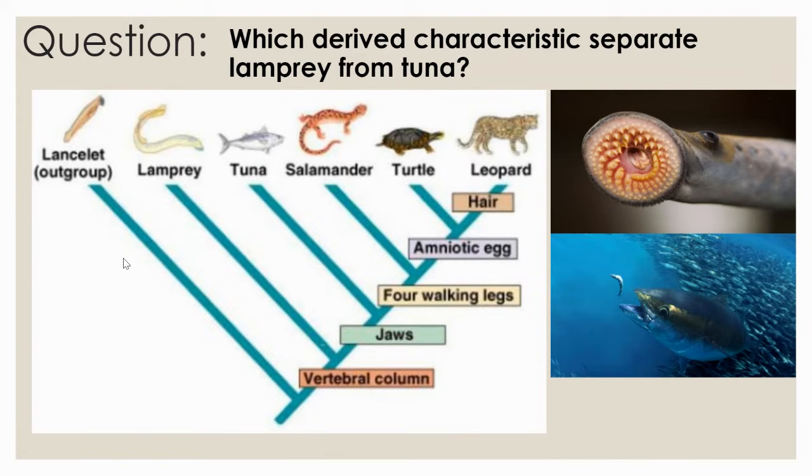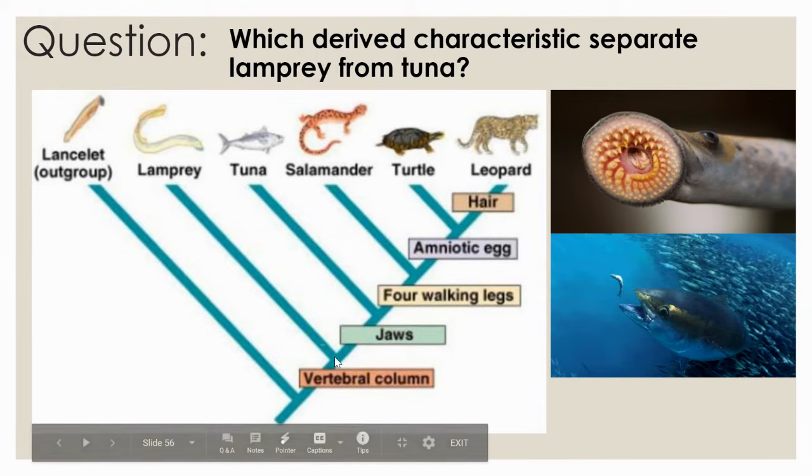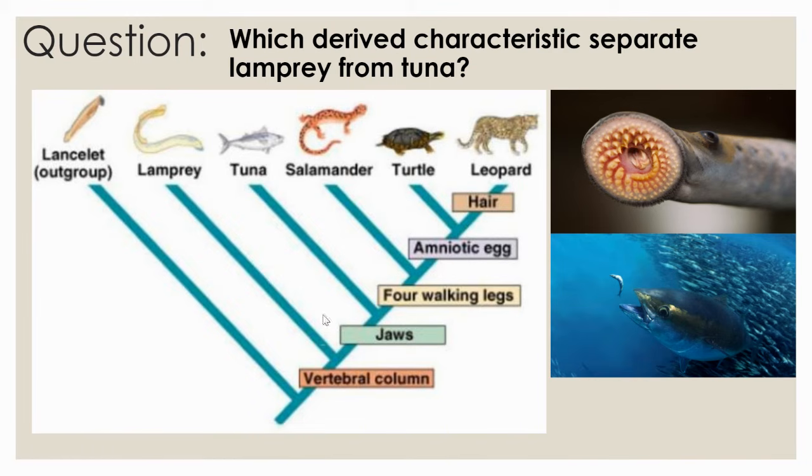And which derived characteristic separates the lampreys from the tunas? So let's look at that. How do we know what derived characteristic separates one clade from the rest of the cladogram? If we look at lampreys and tunas, this is a lamprey and this is a tuna. Okay, so let's go back. Following back in this cladogram, we see that lampreys did have a vertebral column, but they did not have jaws. Jaws is the derived characteristic that comes between lampreys and tuna.